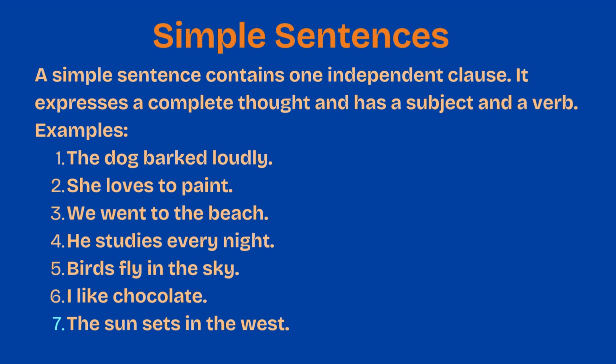Simple sentence. A simple sentence contains one independent clause. It expresses a complete thought and has a subject and a verb. Examples: The dog barked loudly. She loves to paint. We went to the beach. He studies every night. Birds fly in the sky. I like chocolate. The sun sets in the west.